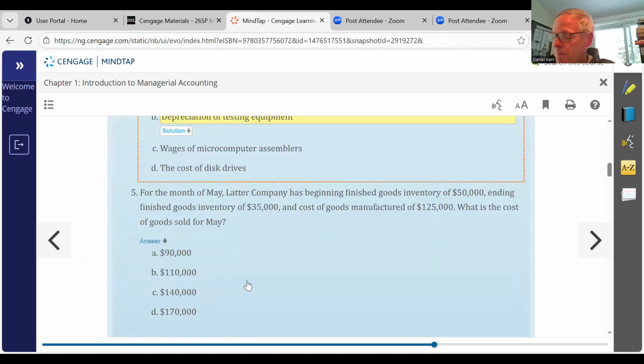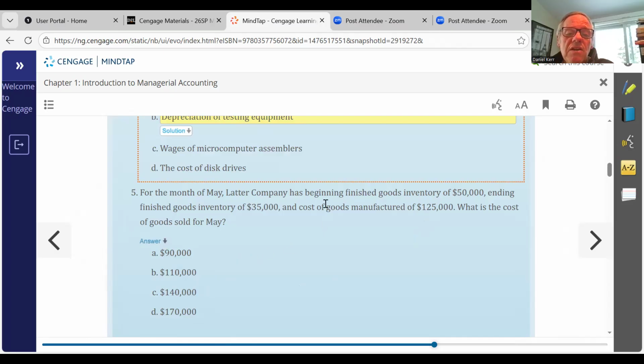Right. Number 4, for the month of May, Ladder Company has beginning finished goods inventory of 50,000, ending finished goods inventory of 35, and cost of goods manufactured of 125. What is the cost of goods sold? Well, the cost of goods sold would be the beginning finished goods inventory plus the cost of goods manufactured, which was 125,000, minus the ending finished goods inventory, which is 35. So if you put those all together, I believe that totals 140,000. So I believe the correct answer is C.